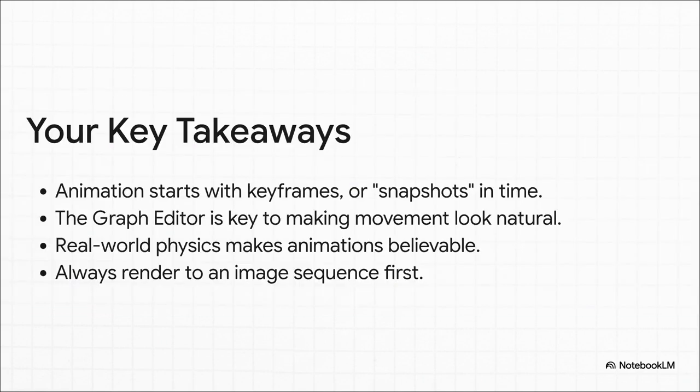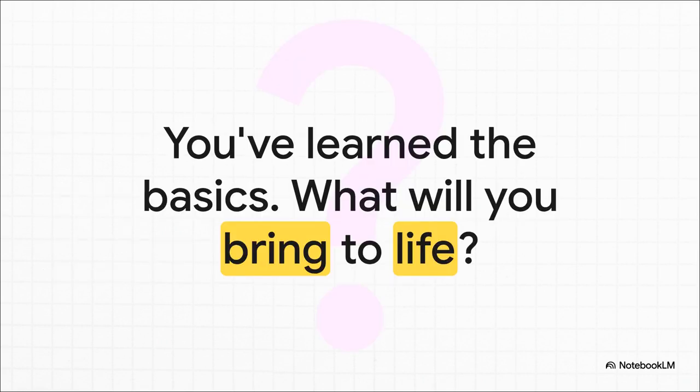So let's just quickly recap. What did we learn? 1. Everything starts with keyframes, those little snapshots in time. 2. The graph editor is your secret weapon for making things look natural and not robotic. 3. Pay attention to real-world physics, because that's what will make people believe what they're seeing. And 4. For the love of all that is holy, always render to an image sequence first to protect your work.